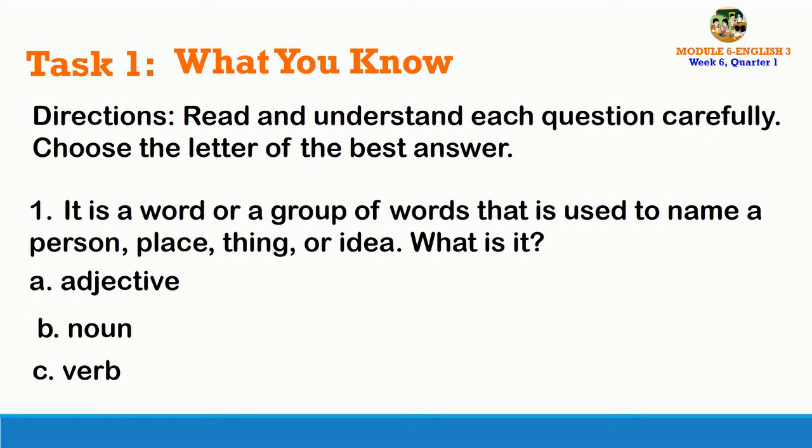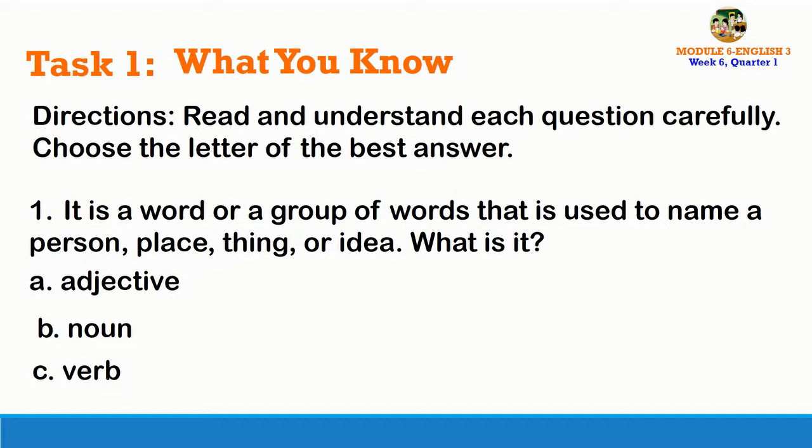For your Task 1, What I Know. Let us try to answer orally the questions to check your prior knowledge from your previous grade level. I will read the question and you choose the letter of the best answer. Number 1, it is a word or a group of words that is used to name a person, place, thing, or idea. What is it? A. Adjective. B. Noun. C. Verb.